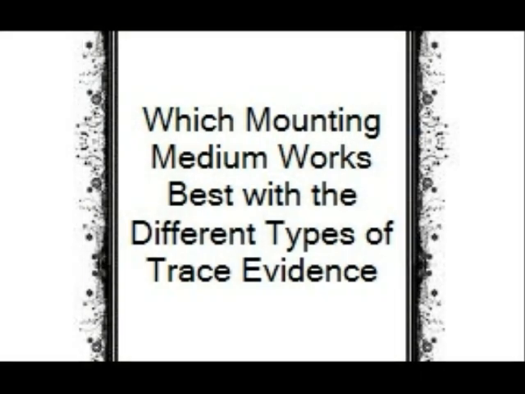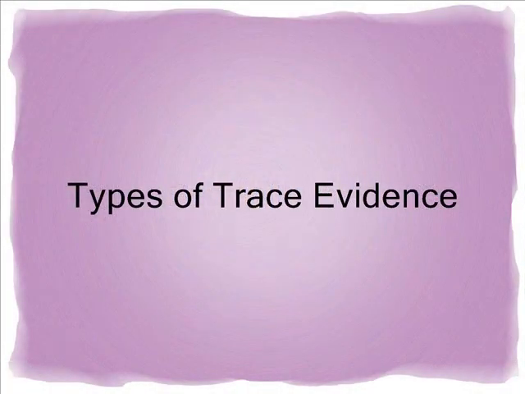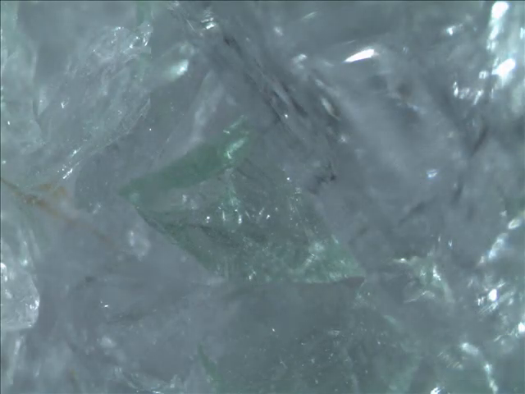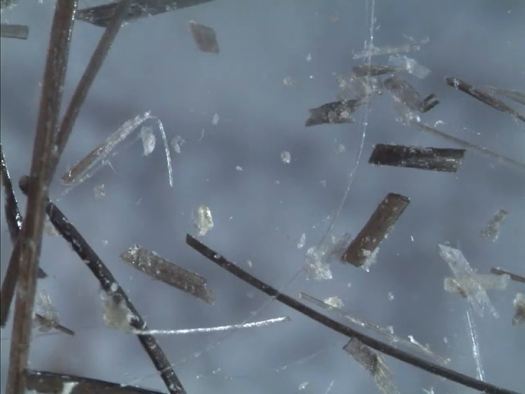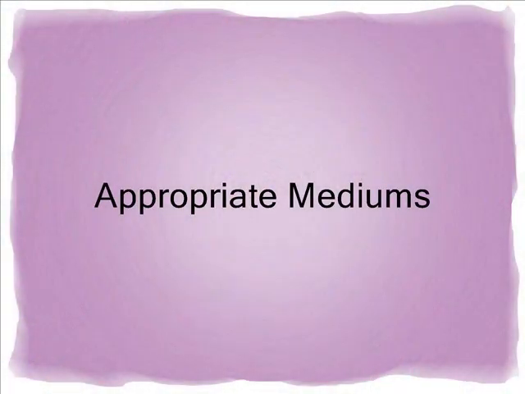Next is the understanding of which mounting media will work best for the various types of trace evidence. So, what can be described as trace evidence? Trace evidence is transferred in small amounts when there is contact between individuals and/or objects. Examples of trace evidence include hairs, fibers, glass, paint chips and smears, soil, and everything in between. So which mediums will fit best for the numerous types of trace evidence?